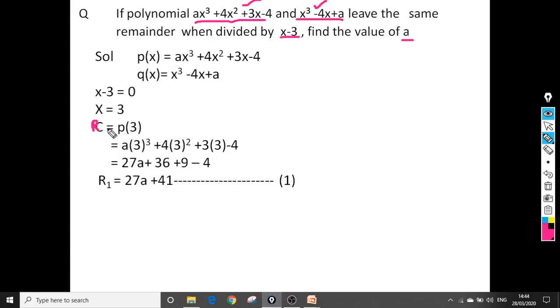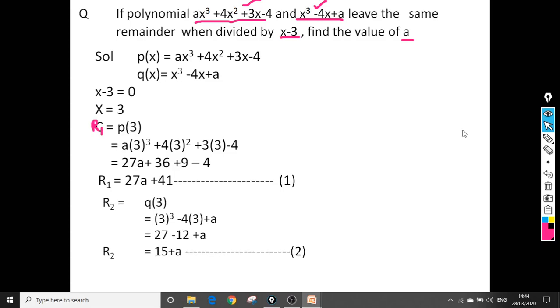And in the second case, we will use the same process to find the remainder. We have q of 3 because x is 3. Substitute the value of x as 3 in the second polynomial. We get 3 cube minus 4 into 3 plus a, 27 minus 12 plus a. So here r2, the second remainder, is 15 plus a.